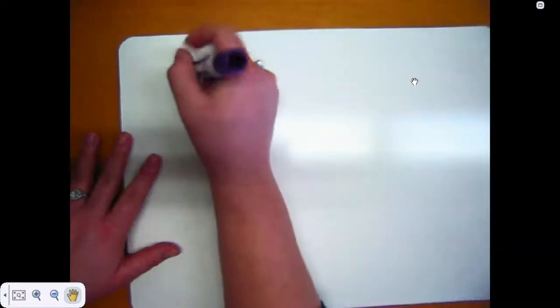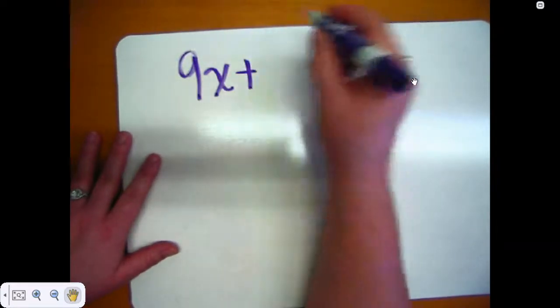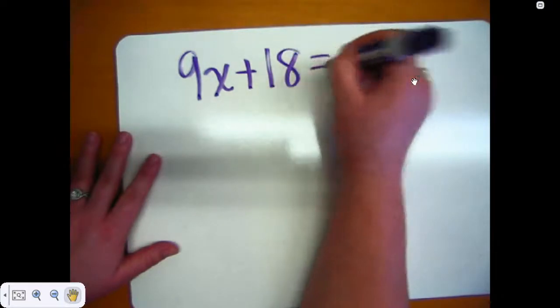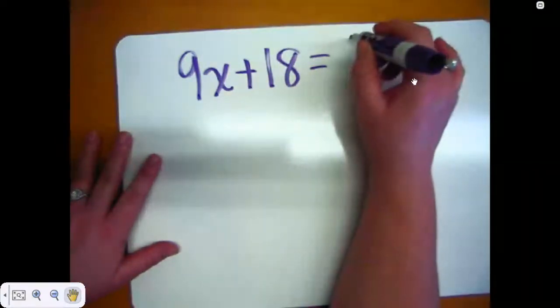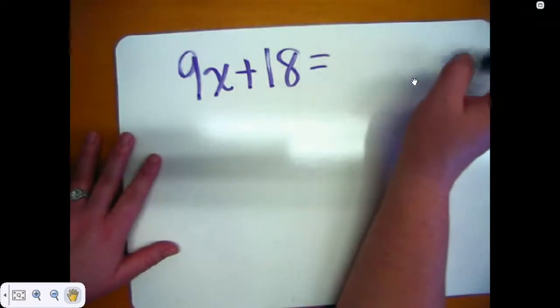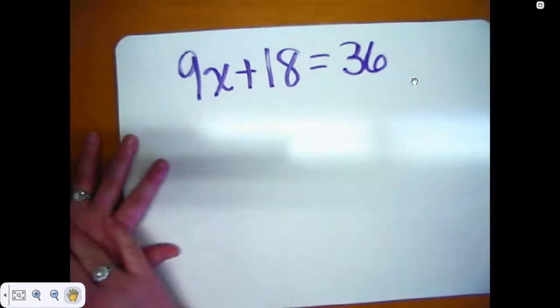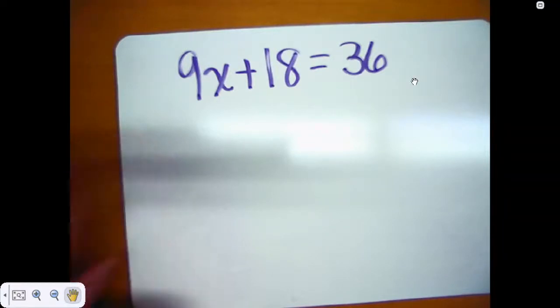All right, I'm going to give you one. I want you to pause this video and try on your own to see if you can do it with numbers. So let's do 9x plus 18 is equal to, let's see, what could it be equal to? 36. Okay, so pause the video and see if you can do it yourself, without your manipulatives, only with numbers.